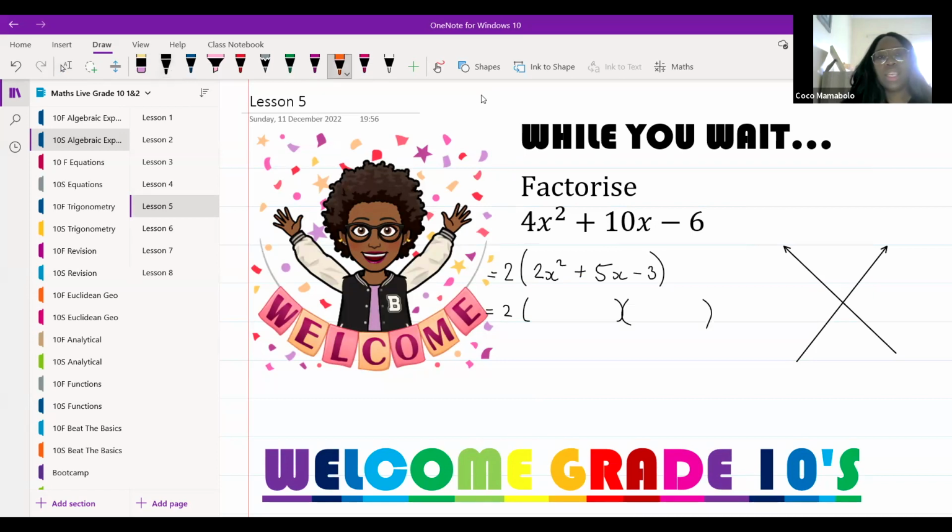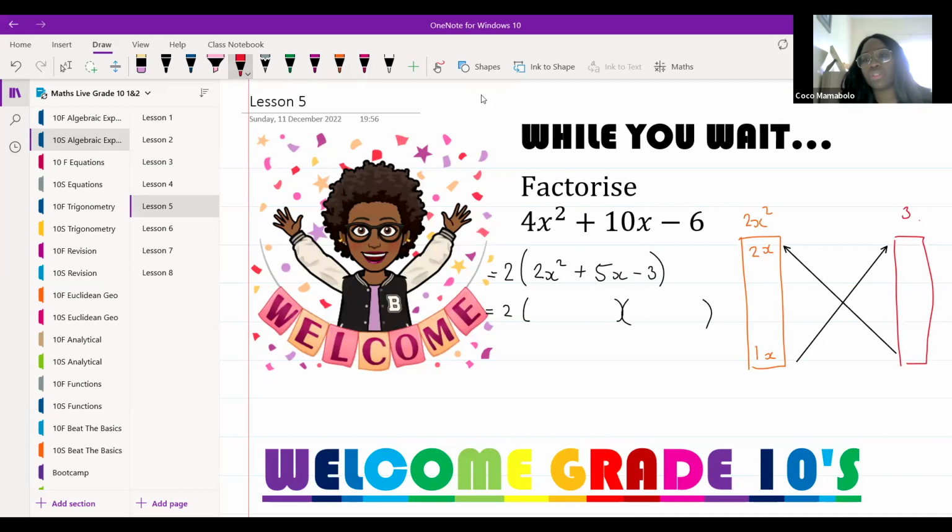All right, then I'm going to find the factors of 2x squared on this side, and on the other side, I'm going to find the factors of 3. Now, I know that the factors of 2x squared are going to be 2 and 1, x and x, because 2x times 1x will give me 2x squared. And then on the other side, the factors of 3 are going to be 3 and 1.